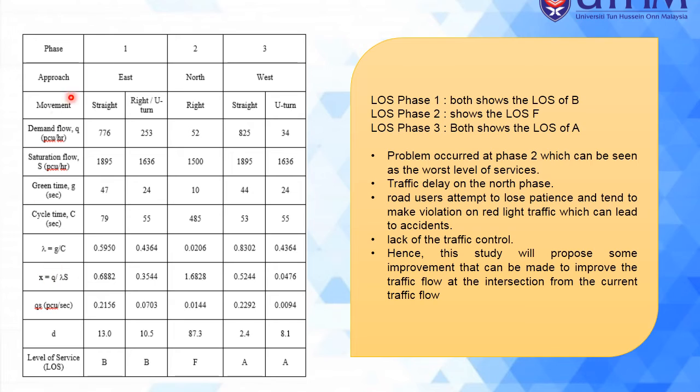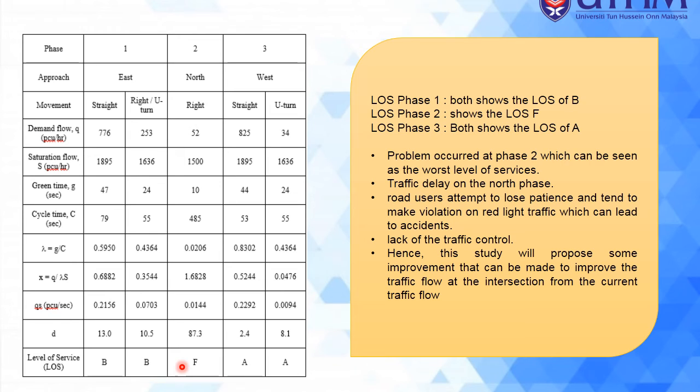Okay, this is the result of the HCM calculation based on our data observation at site. We have 3 phases, and you can see here the level of service is different for each phase. Phase 1 shows the LOS of B with the average delay per vehicle 13.0 and 10.5. For phase 2, the level of service is F, and the average delay per vehicle is 87.3. Phase 3 shows the LOS of A with 2.4 and D with 8.1. To conclude, the problem occurs at phase 2, which can be seen as the worst level of service. This is because of the traffic delay on the north phase.